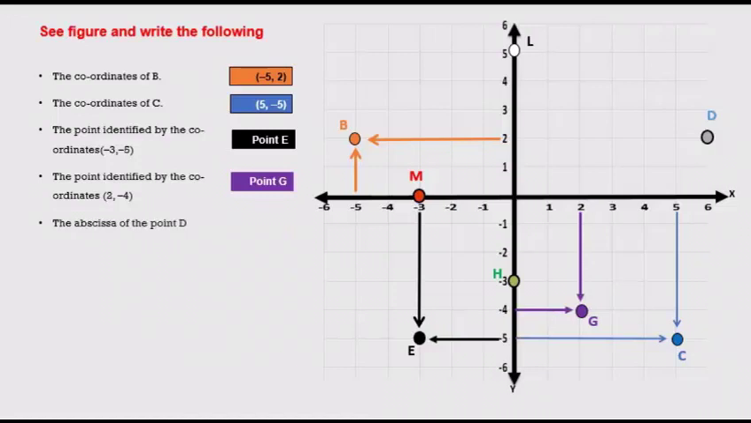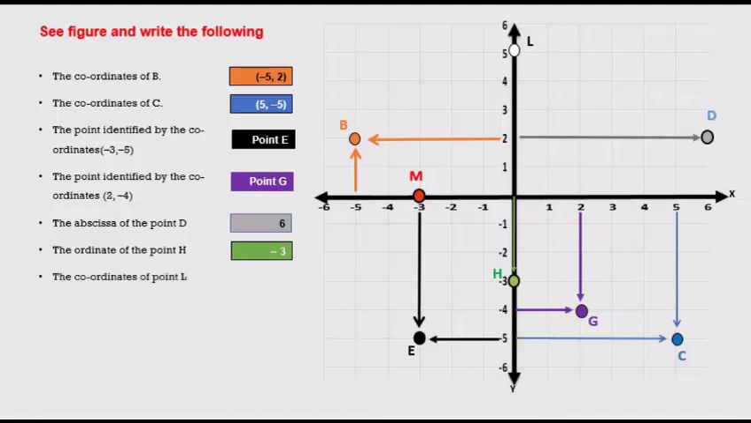Further, you need to find the abscissa of point D. Abscissa is the distance of the point from y-axis. D is 6 units away from y-axis. So the abscissa of D is 6. To find the ordinate of H, you need to check the distance of H from x-axis, which is -3 units. Ordinate you know. Ordinate of a point is the distance of the point from x-axis. So here the ordinate of H is -3.